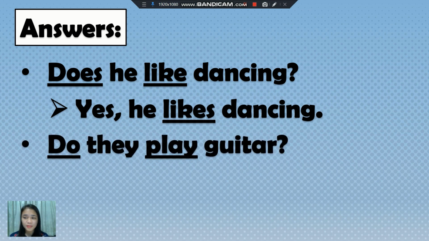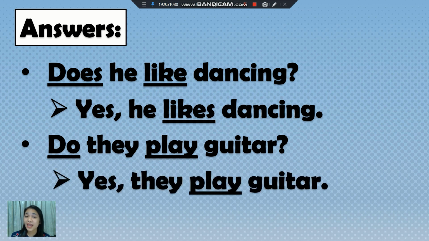Next. Do they play guitar? So yes, they play guitar. The answer is also in present tense. So play here doesn't have an S because they is a plural subject, meaning more than one, two or more, or many.